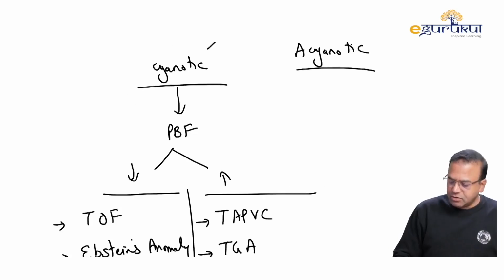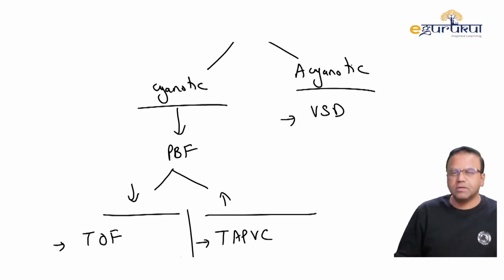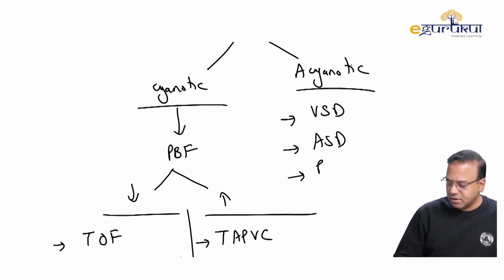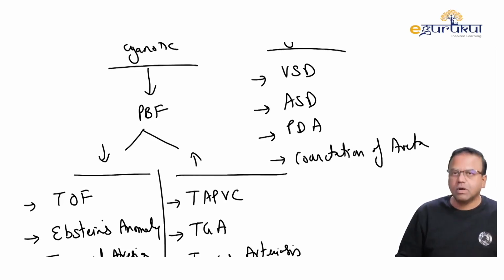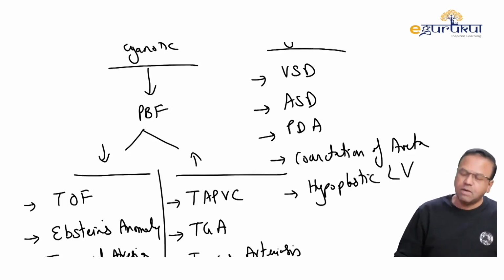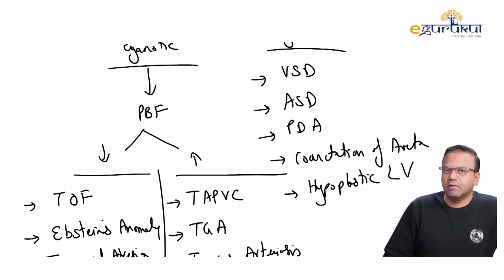The conditions which are associated with acyanotic congenital heart disease include the VSD, ventricular septal defect, the ASD, atrial septal defect, the patent ductus arteriosus, obstructive conditions like coarctation of aorta, and hypoplastic left ventricle. So we'll cover these conditions later, but we'll start with first cyanotic congenital heart disease.